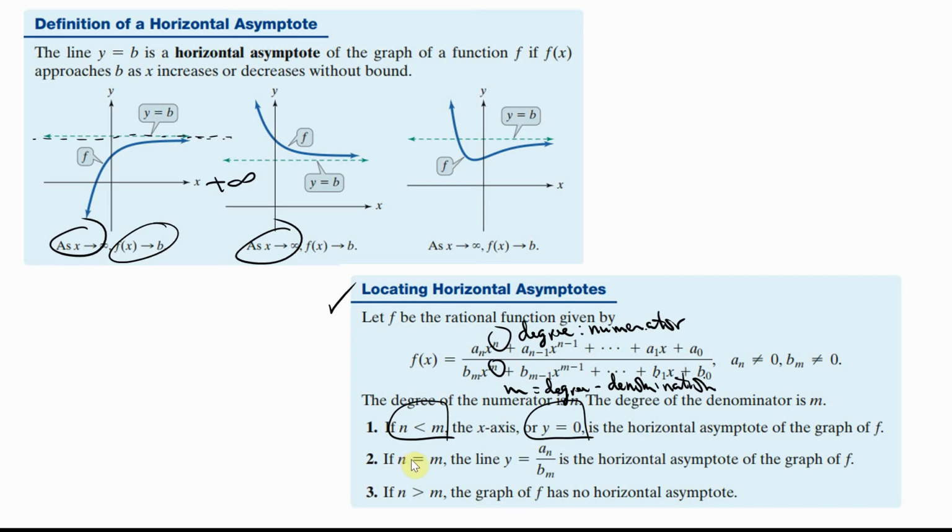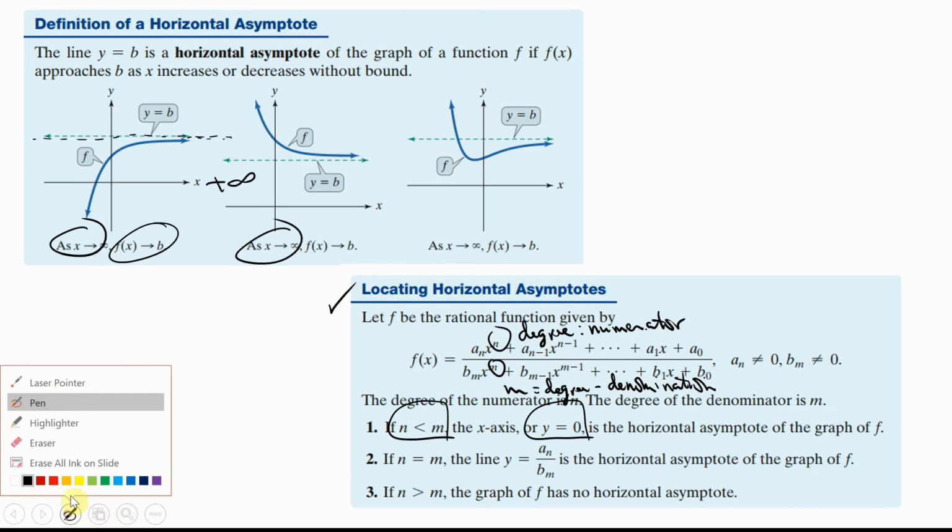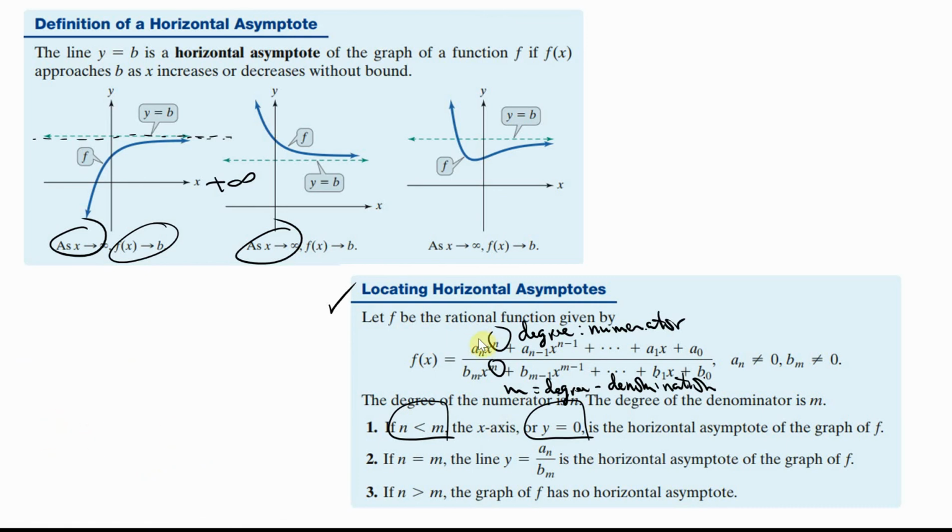If n equal to m, then the horizontal asymptote is the ratio of the leading coefficients. The leading coefficient is this number, a sub n over b sub m. There's no subscript in the number. They're just saying that's the number associated with the term for the highest degree or the highest power. So if n equal to m, then the horizontal asymptote is the ratio of the leading coefficients. Ratio means just fraction, right, or quotient.